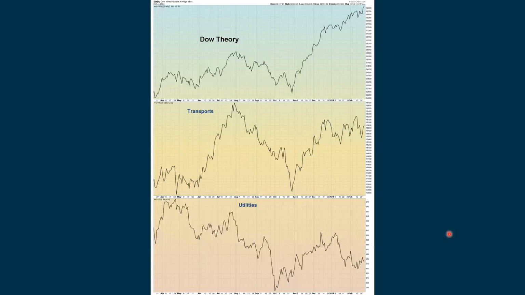Then we look at Dow theory, and this has been really frustrating lately, where we have the Dow setting all-time highs. The transports can't even go back to these previous highs here, let alone set an all-time high, which was set back in 2021. This is a bit of a concern that the transports are underperforming, and we're in a pretty solid downtrend when it comes to the utilities.